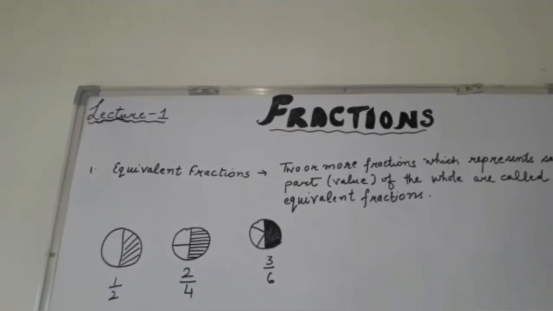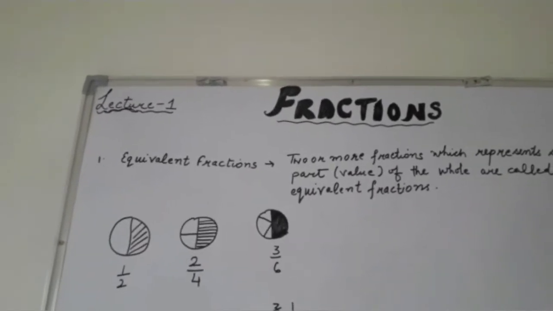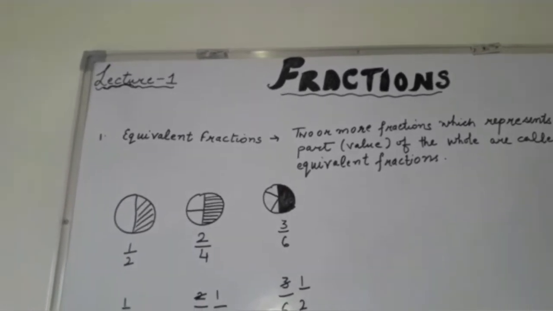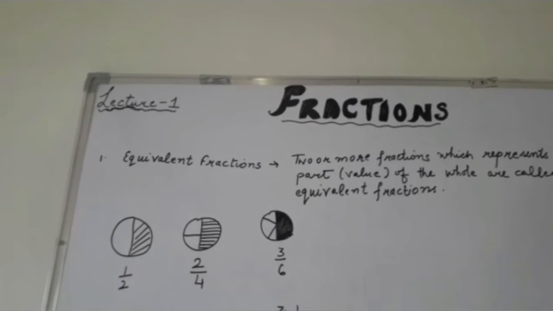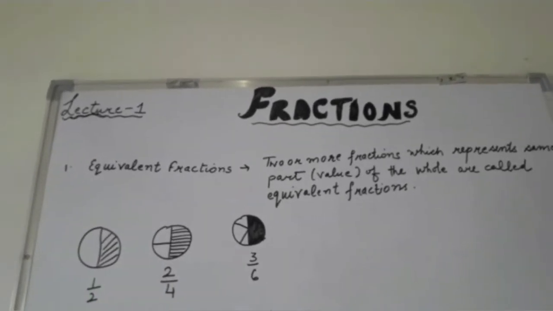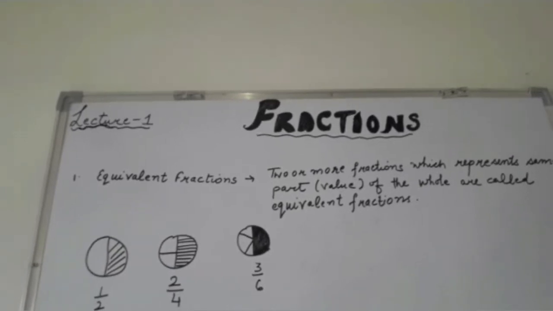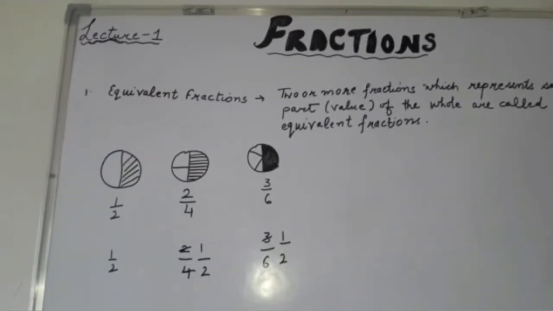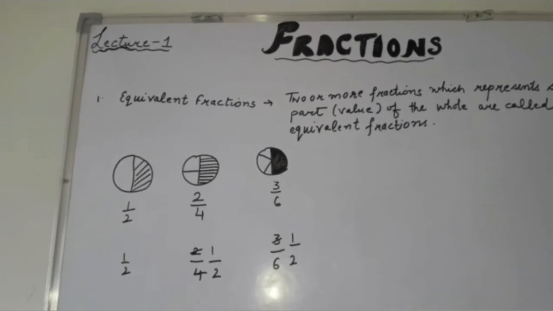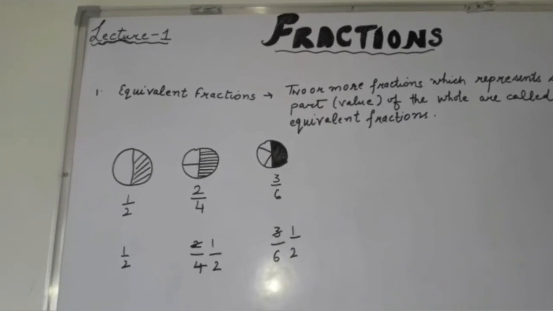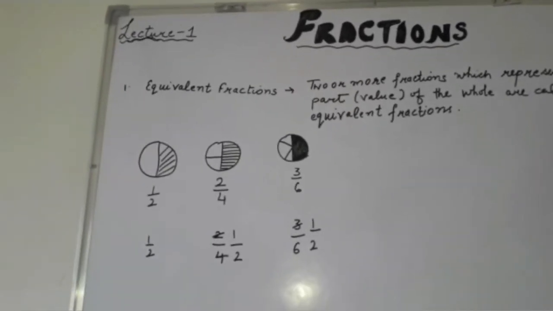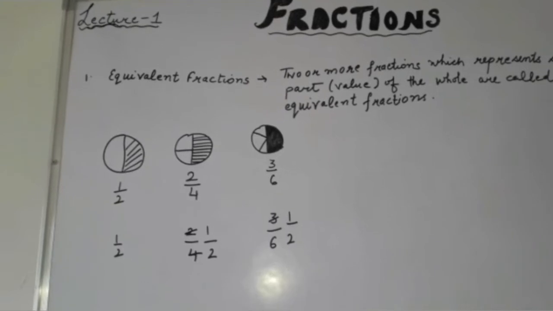For example, I have shown some of the figures which is having the 1 upon 2 as a shaded portion. Another is having 2 upon 4, another figure is having 3 by 6. So are they equivalent? So let us see. We are having 1 by 2, 2 by 4 and 3 by 6, right? Now when you cut 2 by 4, it goes on the same table of 2. That is 2 1s are 2 and 2 2s are 4, and I will get my answer as 1 upon 2.